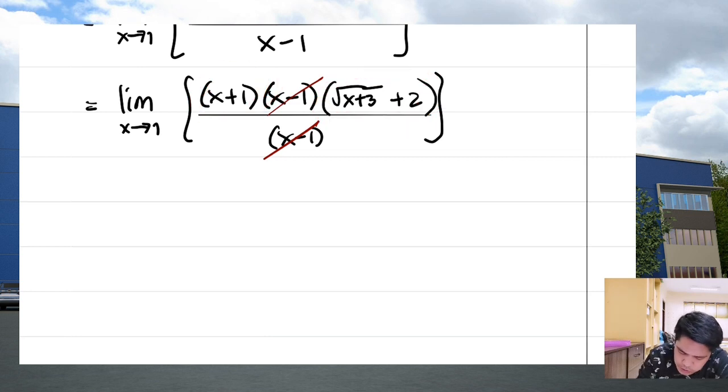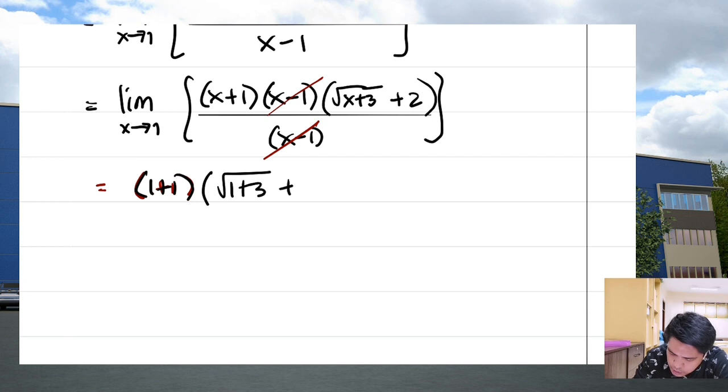So we can substitute for the limit. So that would become 1 plus 1, sorry. So 1 plus 1 multiplied by the square root of 1 plus 3 plus 2. So that would be 2 times the square root of 4, which is 2, plus 2.